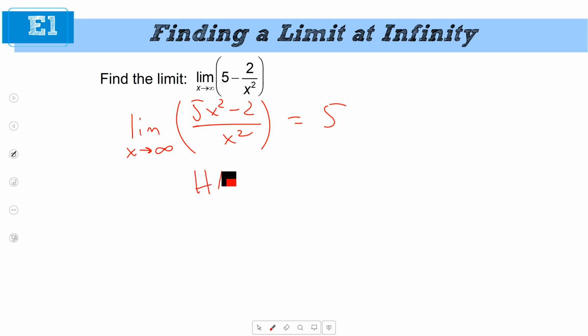We can only do this if it's infinity. So like with the other ones, we still would have to plug in the number. Any problems? Okay. Good. Let's look at a different way.